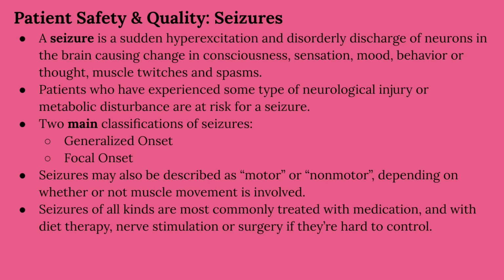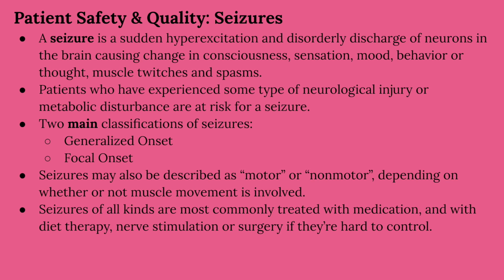A seizure is a sudden hyperexcitation and disorderly discharge of neurons in the brain, causing changes in consciousness, sensation, mood, behavior, or thought. Patients who have experienced some kind of neurological injury or metabolic disturbance are at risk for a seizure. Now, there are two main ways seizures can be classified. They can be classified as generalized onset or focal onset. You may also hear seizures be described as motor or non-motor, depending on whether or not muscle movement is involved.